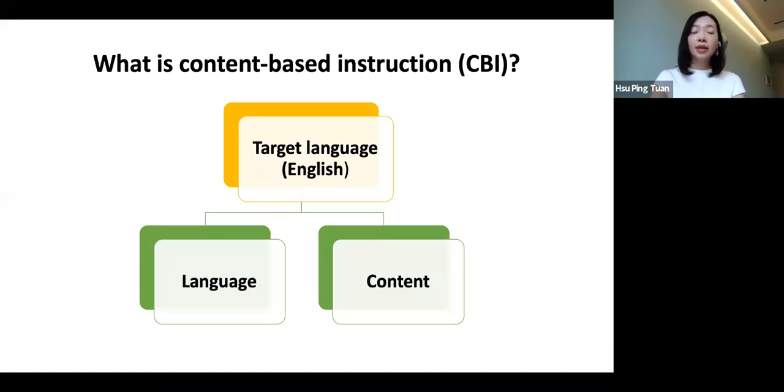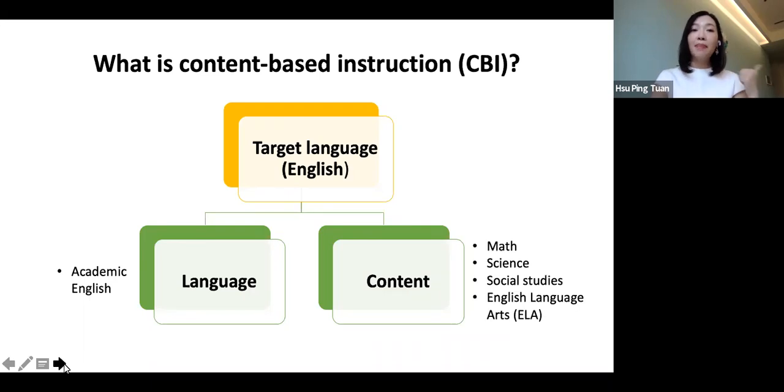Content-based instruction is a teaching approach in which the teacher uses the target language, such as English, as the medium to teach both the language and content at the same time. When I say language here, I don't mean conversational English that our students use every day. Here I mean academic English. Academic English is the English that we use at school, in textbooks, assignments, and even assessments. If we want to help our students to be successful in college or in their workplace, we need to help them to improve their academic English, right? As for the content here, I mean different kinds of subject areas, such as math, science, social studies, and English language arts.